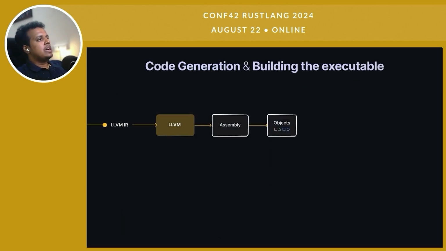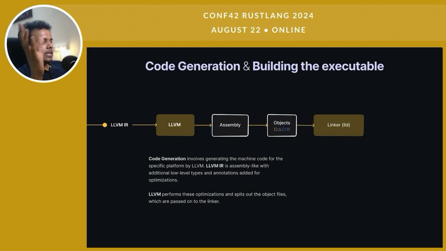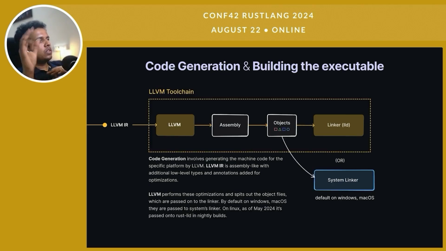Okay, so as I was saying, it gets converted into LLVM IR, which is like an assembly, right? And then from the assembly, you have the object files, right? LLVM IR, if I didn't mention earlier, looks like assembly. It has additional low-level types and annotations, but it's not really human readable. LLVM performs a lot of these optimizations and spits out the object files, right?